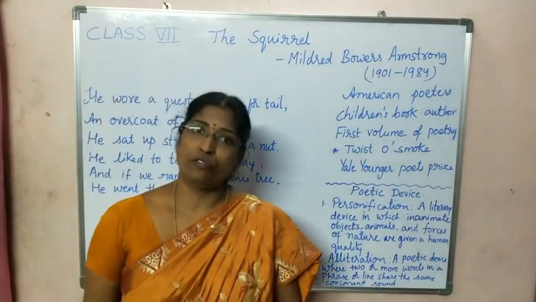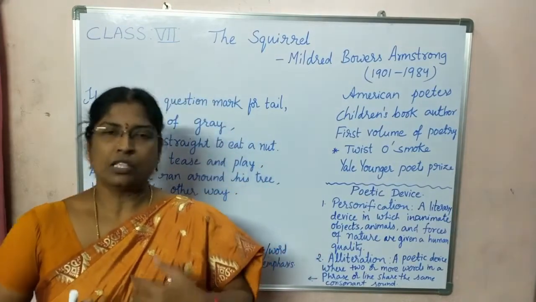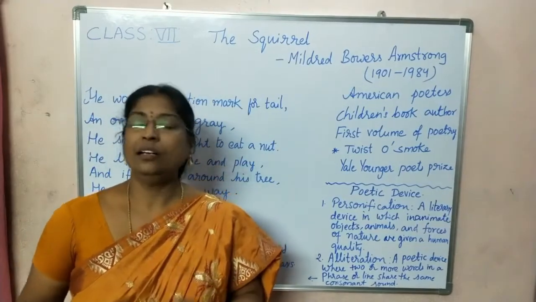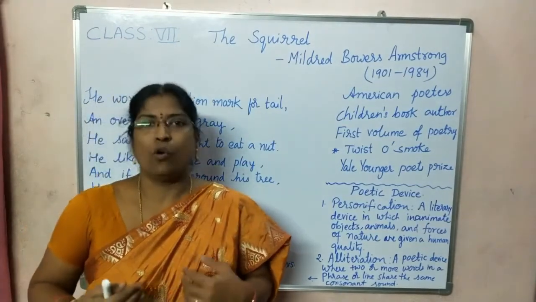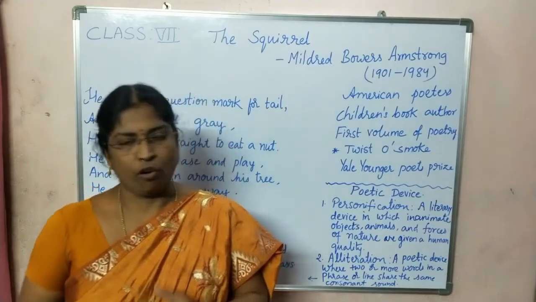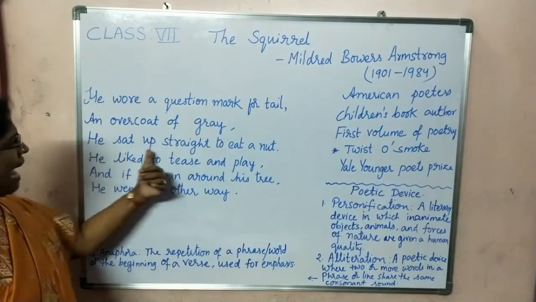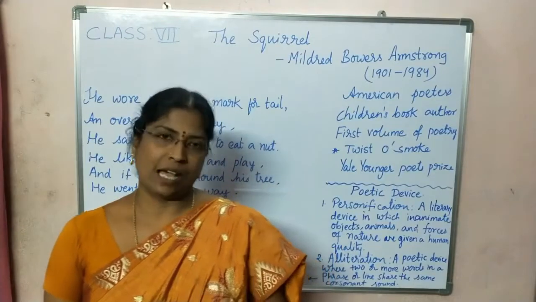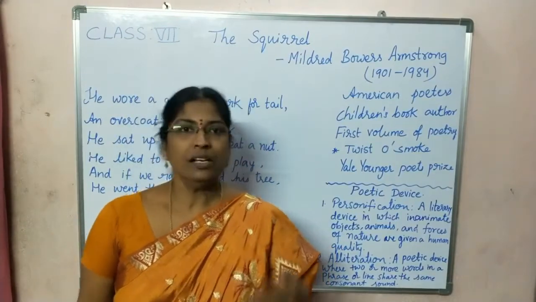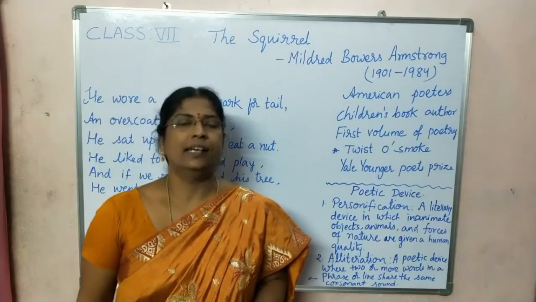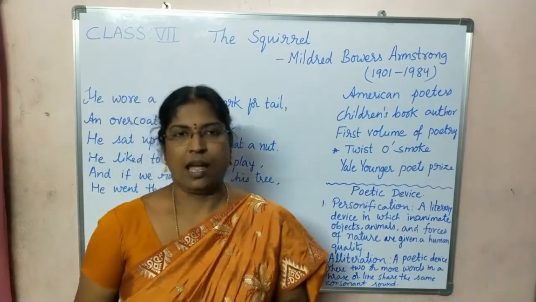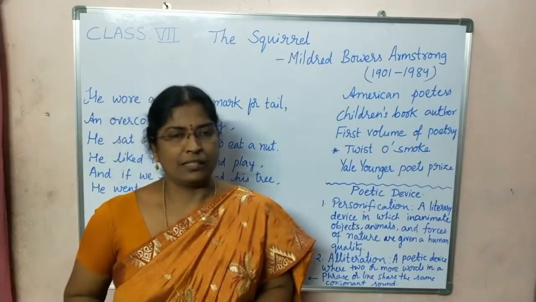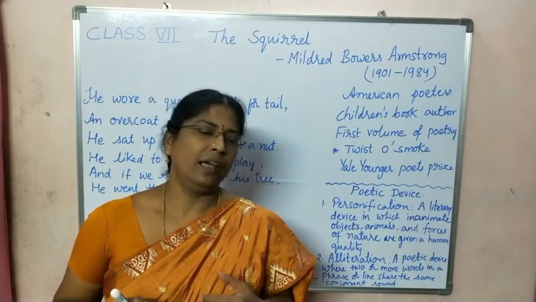An overcoat of grey refers to the fur of the squirrel, which is grey in color, and that is like an overcoat. So it is the fur of the squirrel. And he sat up straight to eat a nut. Who is he here? The squirrel. Where did it sit? It sat on a tree. And how did it sit? It sat erect, straight. And it loves to eat nuts. We all know that. So it was eating the nuts, sitting on the tree, very straight and erect.